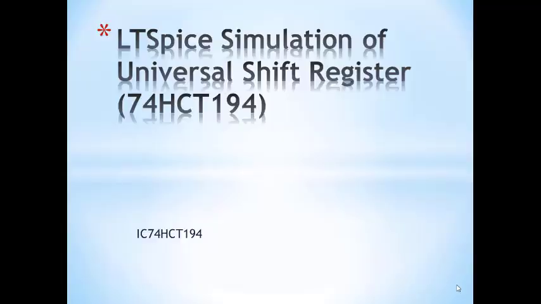Hi guys, and today I am going to discuss the LTspice simulation of a Universal Shift Register by using the IC 74HCT194. So this IC I am going to use, and you know what the operation of a Universal Shift Register is. Universal Shift Register means it is going to do all the operations, namely shift right, shift left, and parallel mode. That is what will be done by using the Universal Shift Register.